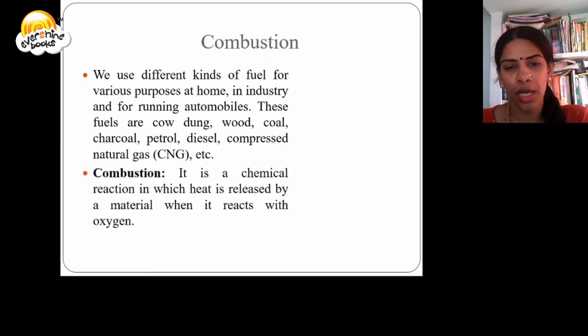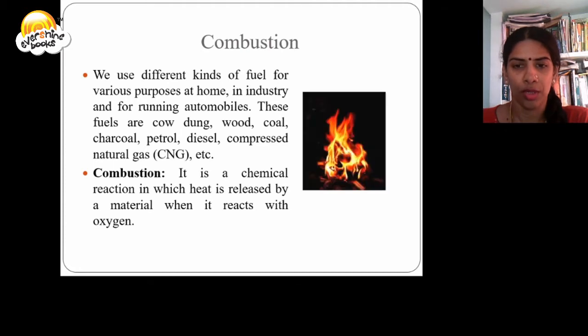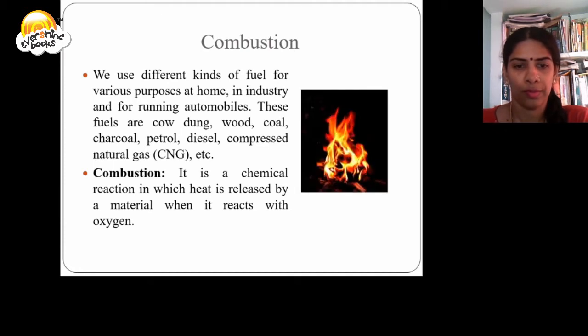Combustion is a chemical reaction in which heat is released by a material when it reacts with oxygen. The process of burning is known as combustion.